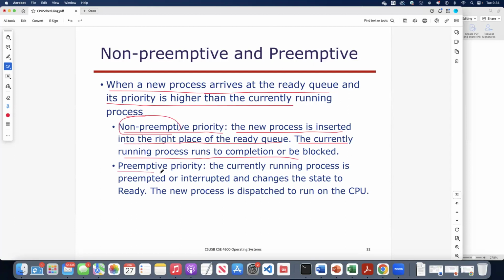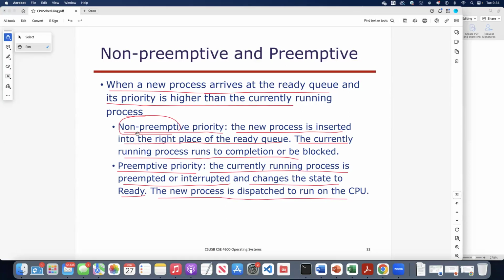For preemptive priority scheduling, the current running process is preempted, or interrupted, and changes its state from running to ready. This process is inserted in the ready queue, and the new process with the higher priority is dispatched to run on the CPU.